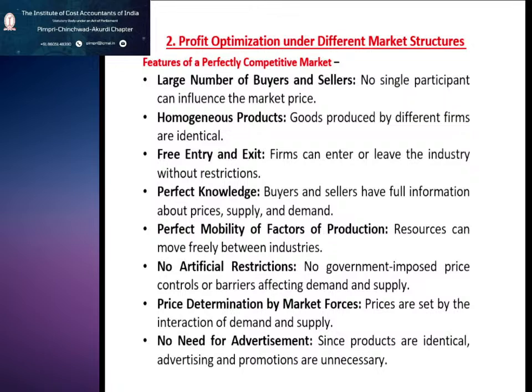Then we saw that no artificial restrictions are there. Price determination is done by market forces and no need for advertisement because the products are identical. Advertising and promotions are unnecessary.